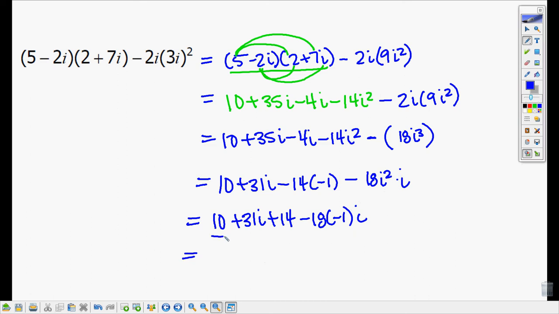So I'm going to combine like terms and simplify again. 10 plus 14 is 24 plus 31i. Negative 18 times negative 1 is positive 18 times i is positive 18i. Then lastly, I'm going to combine my two i terms, and I have 24 plus 49i.